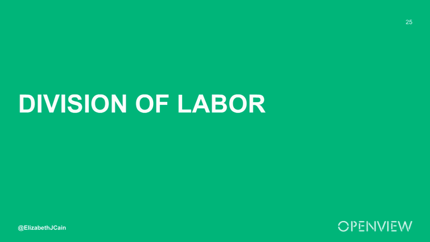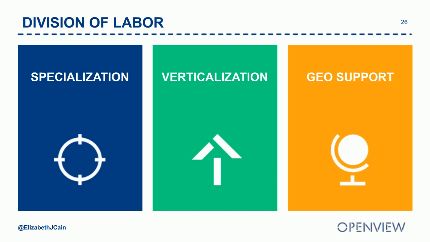Let's wrap up then with division of labor. So I think this is a question that just comes up all the time. It's how to focus and specialize the team so you drive the highest performance. Is it time to specialize? Is it time to verticalize? Do I need inbound versus outbound? Do I need an international team? Do I need regional support? And deciding when that happens, it's hard when you have only a few resources.